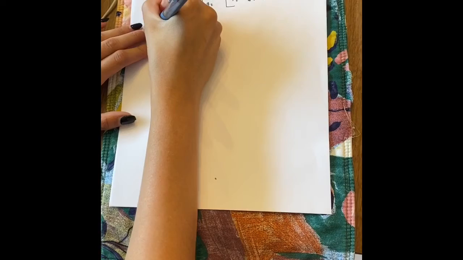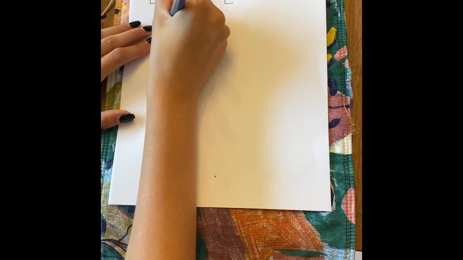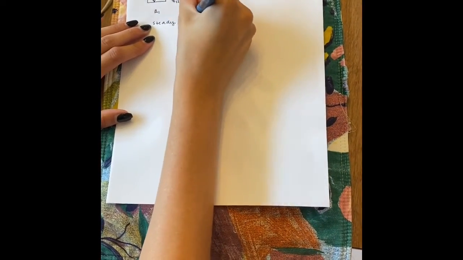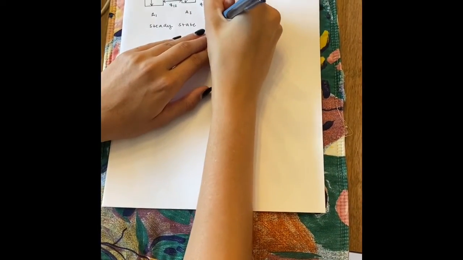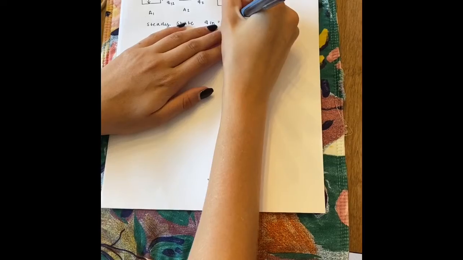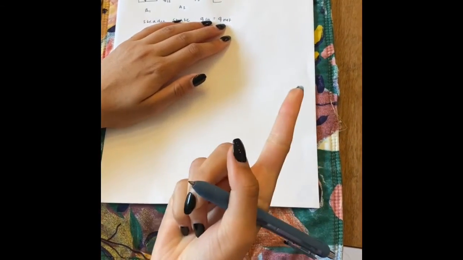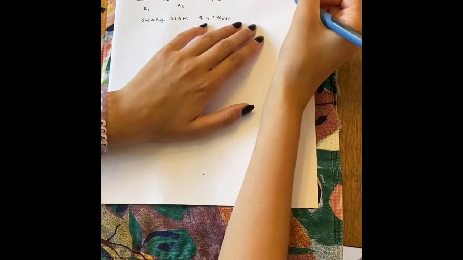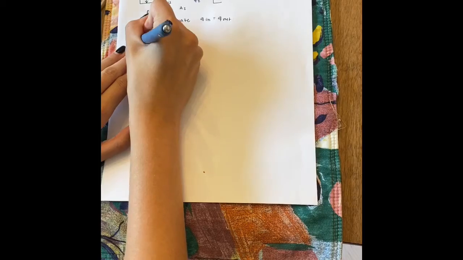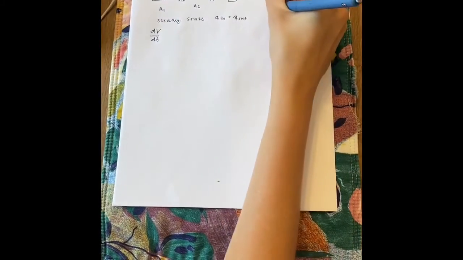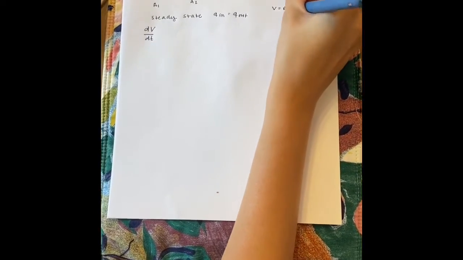Okay, so one thing we do know, where we can assume, is that this is a steady state problem. And so this means that our flow rate going in is going to equal our flow rate going out. And so we want to look at a change in volume. We want to look at our change in volume over our change in time, because we are working with flow rates. Well, side note, volume equals area times height.